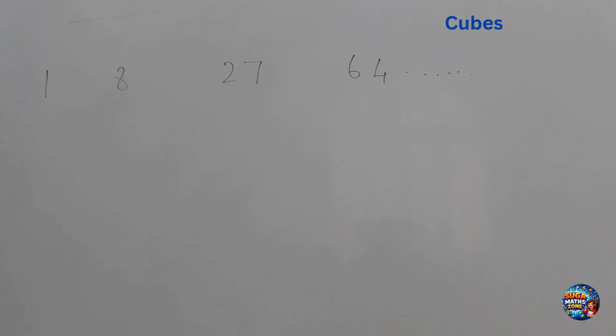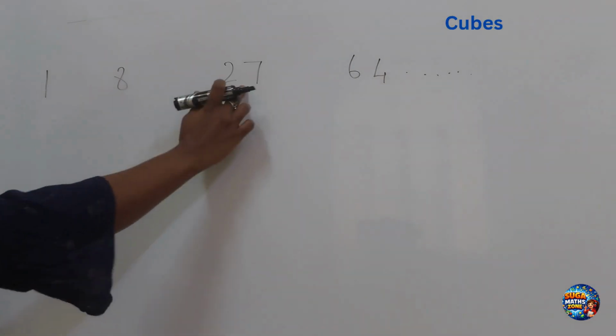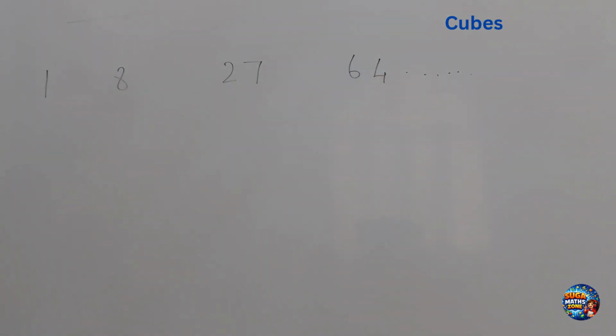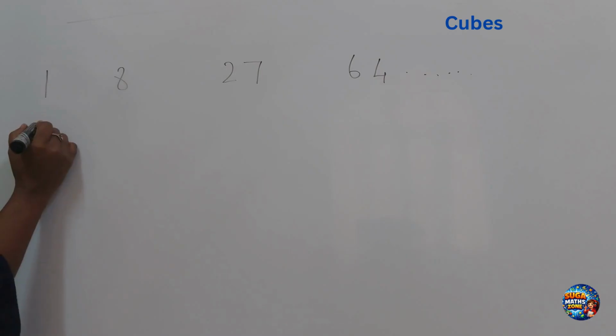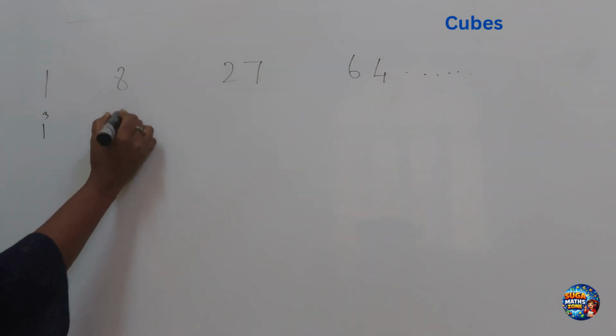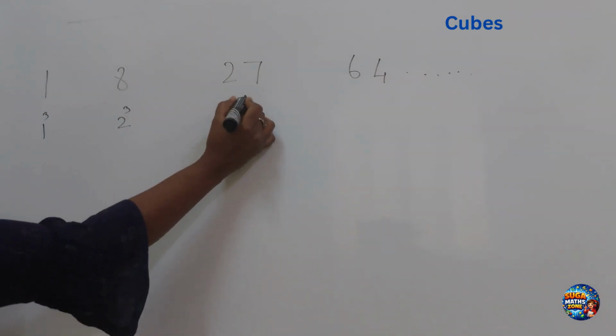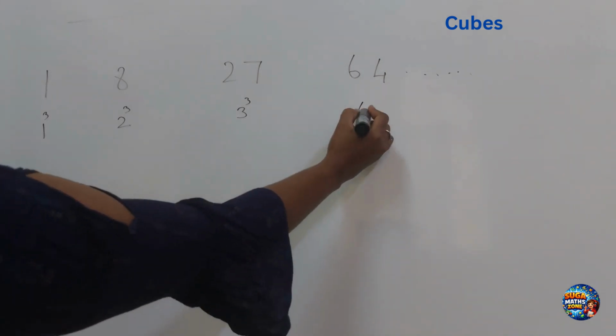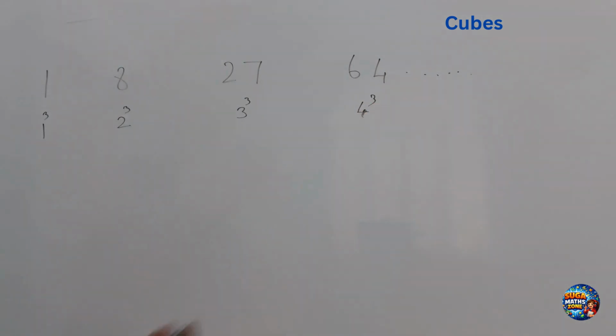Next one is cubes. Cube numbers are 1, 8, 27, 64 and so on. This is 1 cube. This is 2 cube. This one is 3 cube. And this one is 4 cube. Okay. Up to squares, what do we use? We use dots for the pictorial representations. For the cubes, you have to use the cube formations. You cannot use dots.